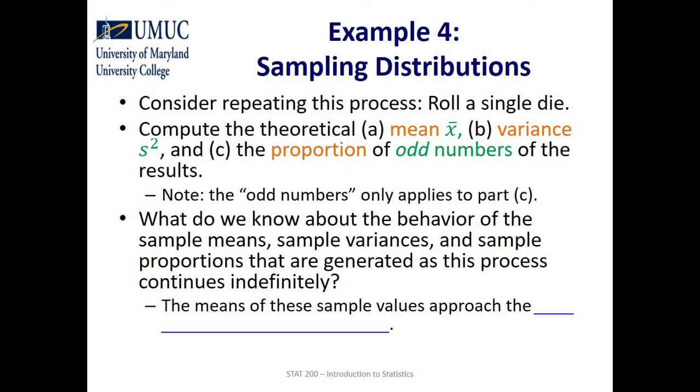Okay, I want you to compute the theoretical mean x bar, the theoretical variance s squared, and the proportion of odd numbers of the results. And note, this odd number only applies to part C. Now, what am I saying by the theoretical mean? So we roll a single die. I want you to make note of the value on that die.